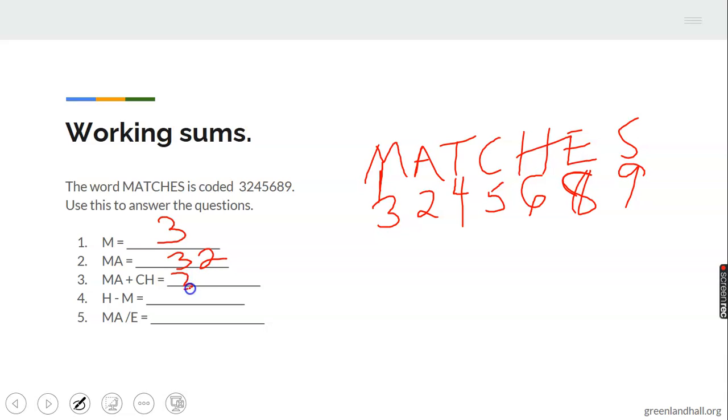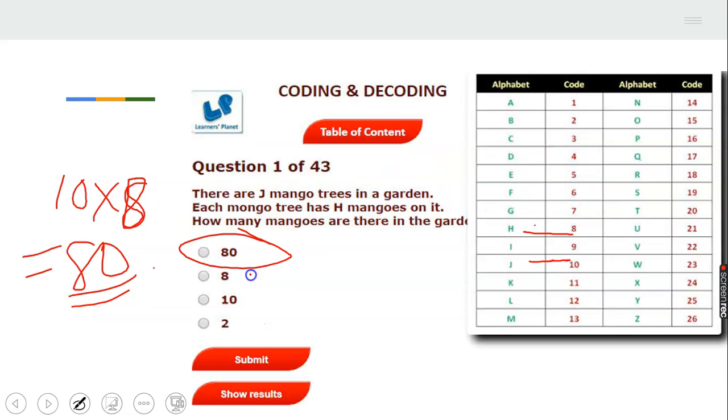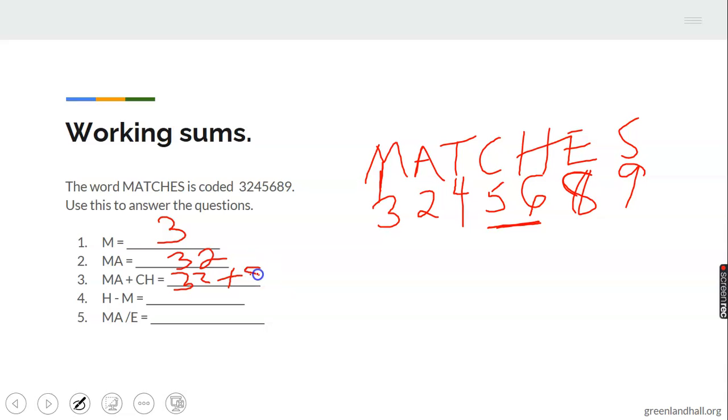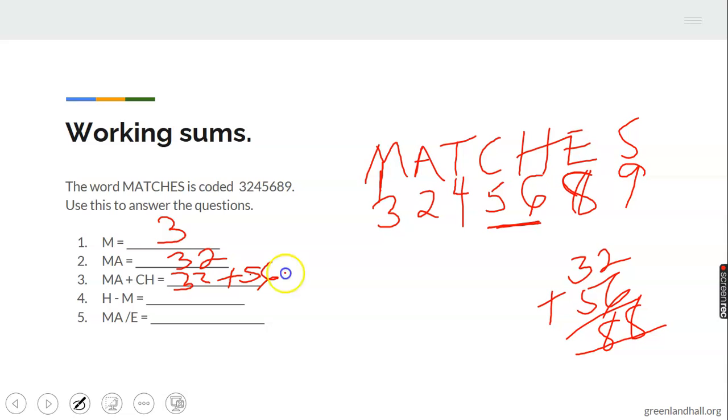MA is what? 32 plus, what's CH? This is CH here. 5, 6. 32 plus 5, 6. So you calculate 32 plus 56. So what do we have? 2 plus 6, that's 8. And 3 plus 5, that's also 8. So what's your answer here? 88. You see the way I've shown my workings to show that I understand what I'm doing.